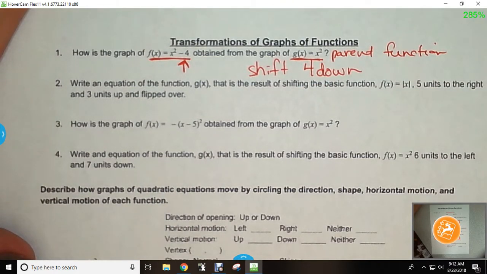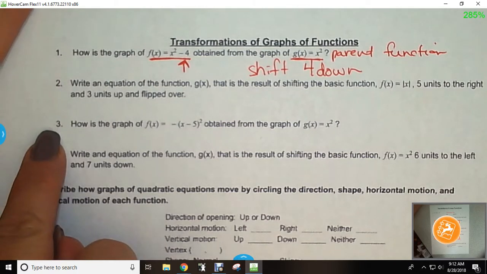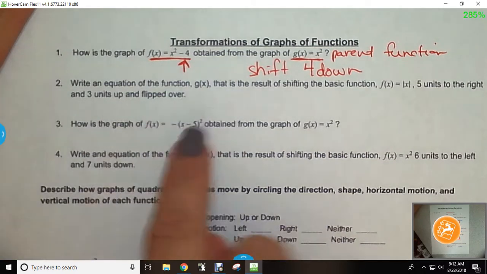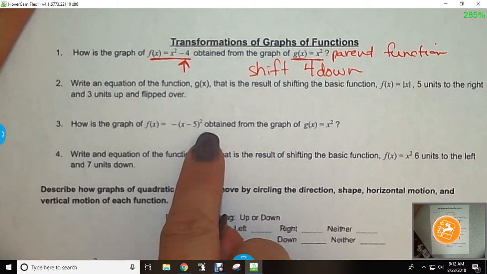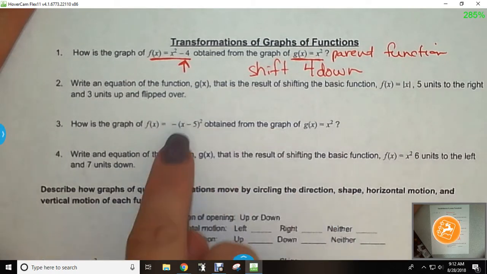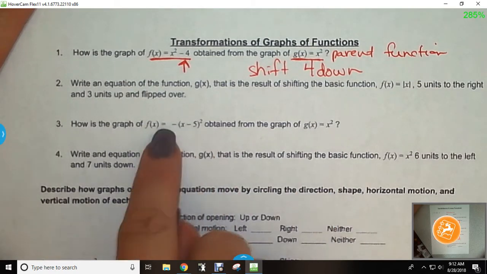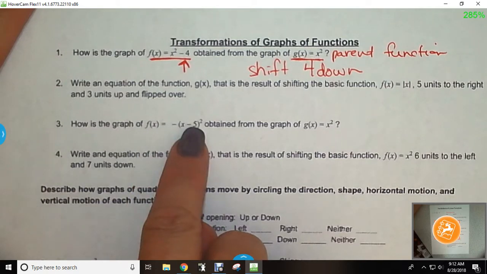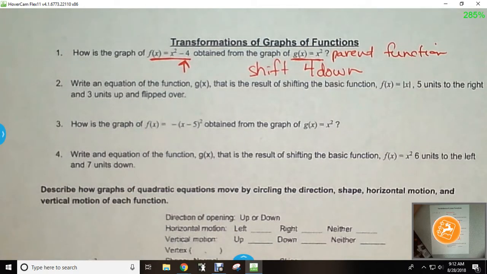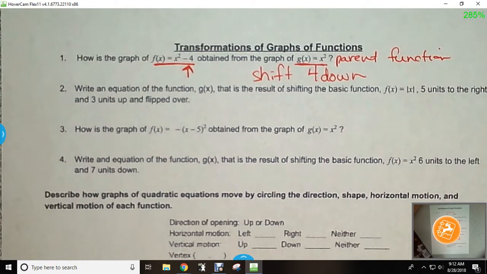Okay. Number 3 is asking the exact same type of question. So if you'll go ahead and skip down to number 3, see if you can tell me what the extra stuff added to your parent function does. What does the negative in front do? What does the minus 5 inside do? I'll give you just a minute, and then I'm going to put it up here, and you can check it.